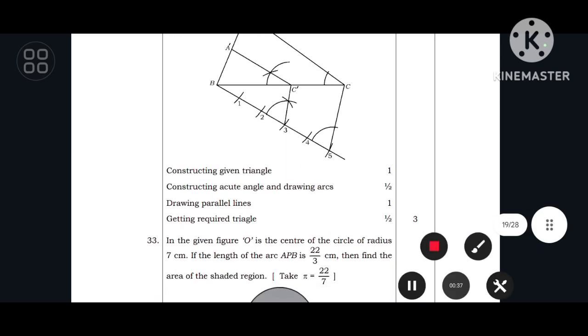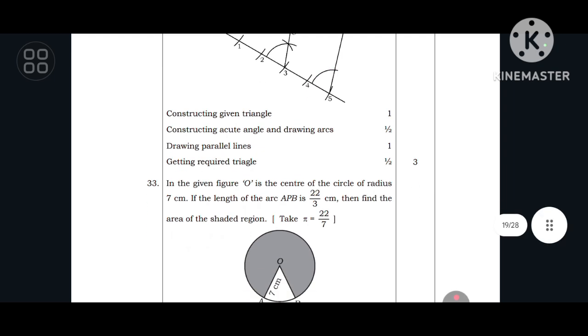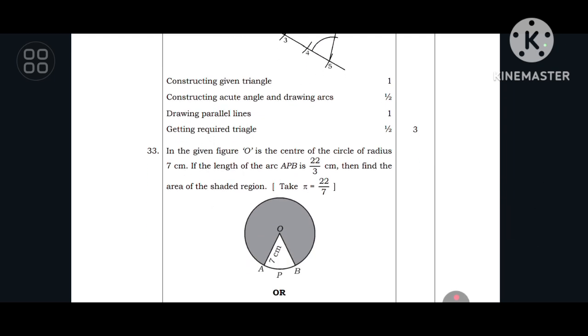And see the marks distribution again here. Total 3 marks, and 1 mark for construction of the given triangle, construction of the acute angle and drawing arcs. The arcs should be clear. Don't draw arcs lightly, and see how you have to solve this question paper.